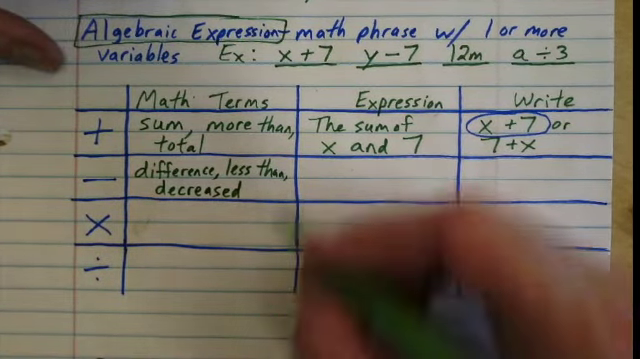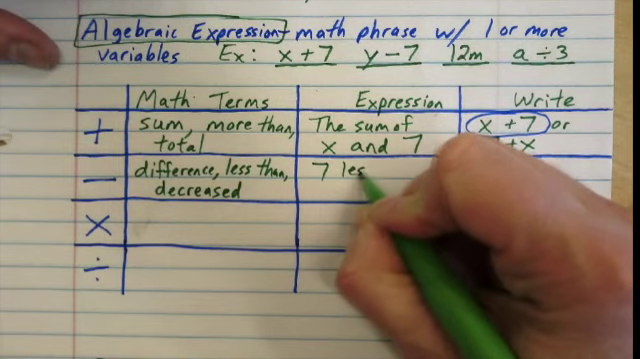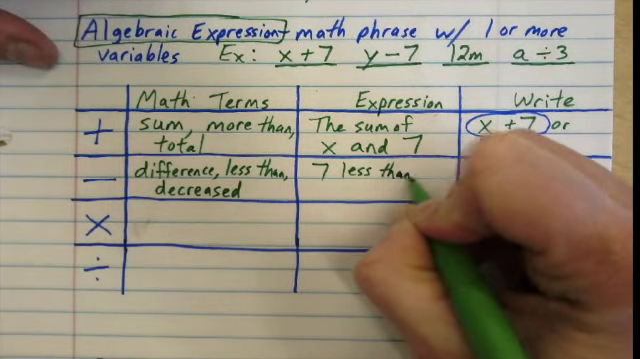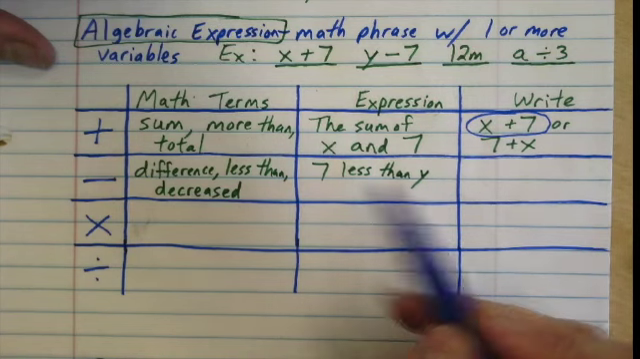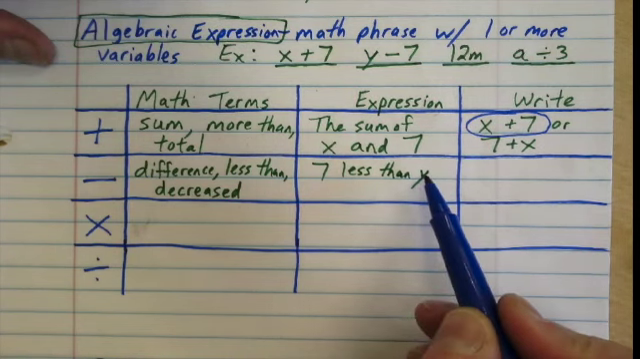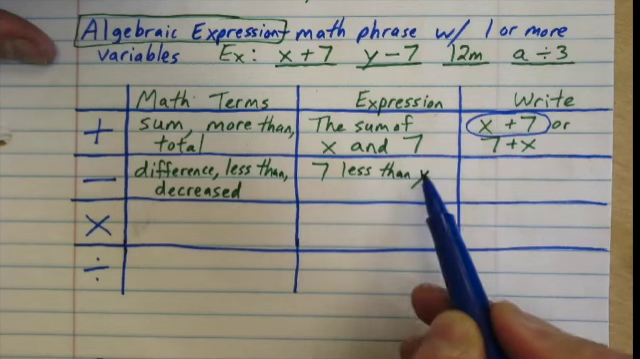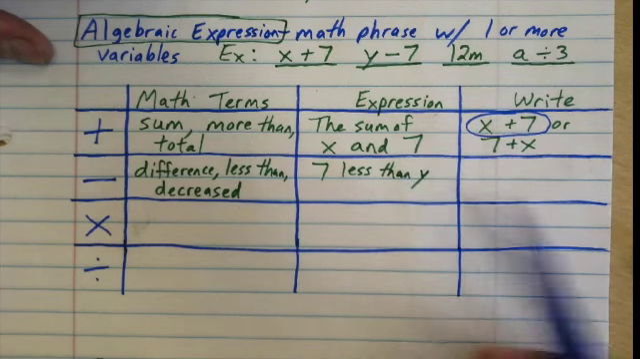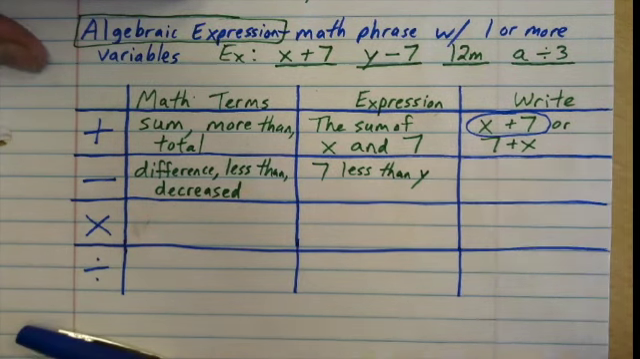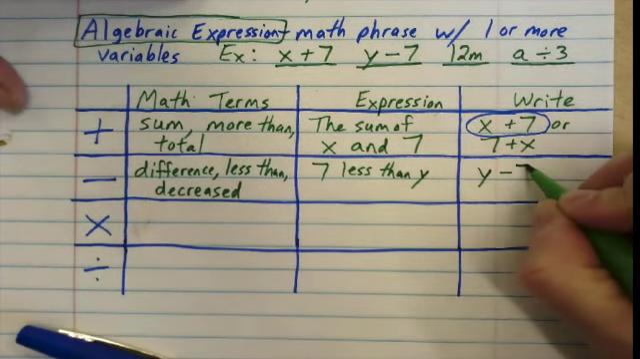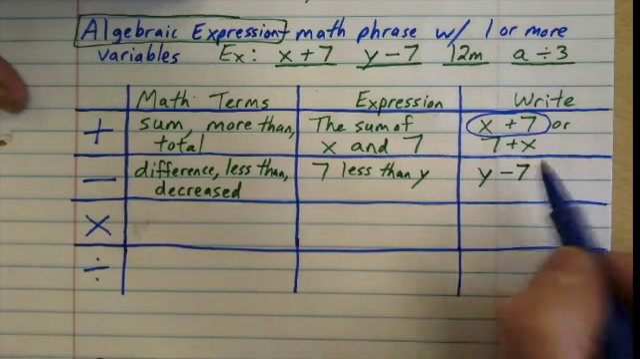This one's kind of tricky. It says 7 less than y. And when you write this, if you have 7 less than y, like if y were 10, what would 7 less than 10 be? It would be 3. So in order to write it, you actually write it backwards. You would say y minus 7. And this is the only way you can write it.